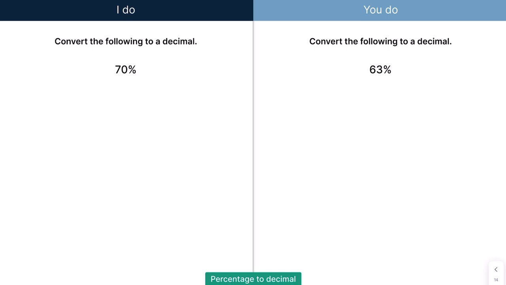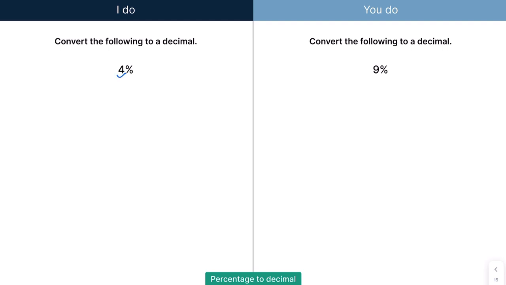Now to do that, all you do is divide it by 100. So with 70, there's going to be a decimal there. We just hop that twice. So the answer here becomes 0.7. Again here, we have a decimal right at the end there. We hop it twice. So we divide it by 100. That gives us 0.63.